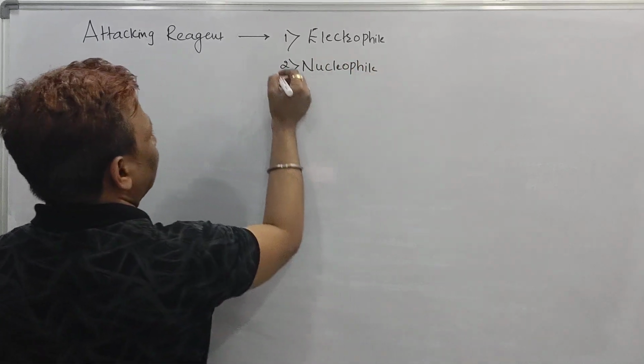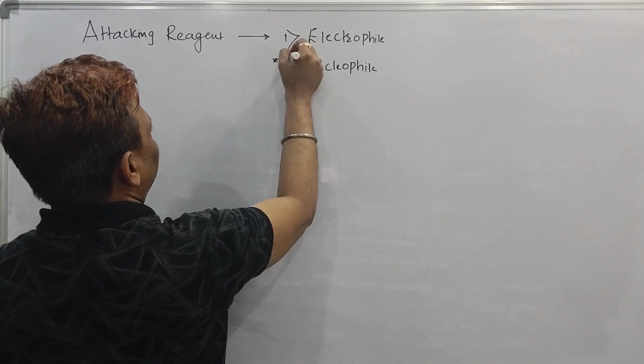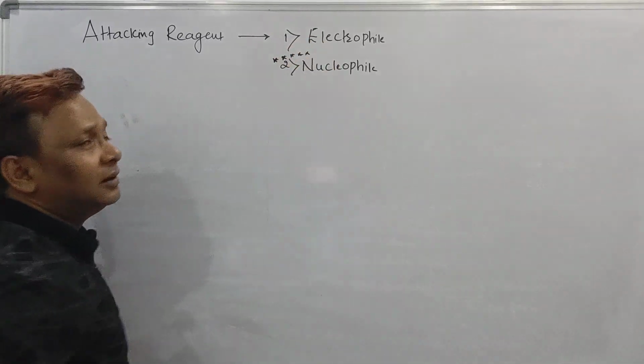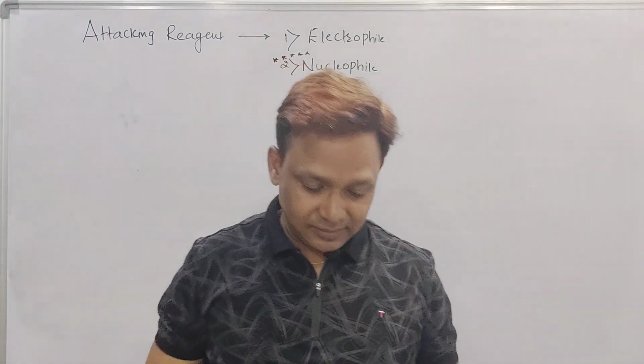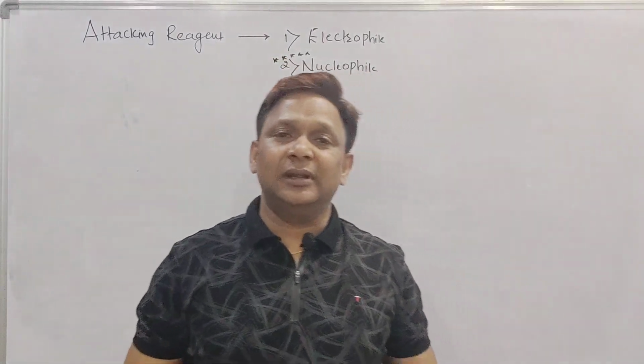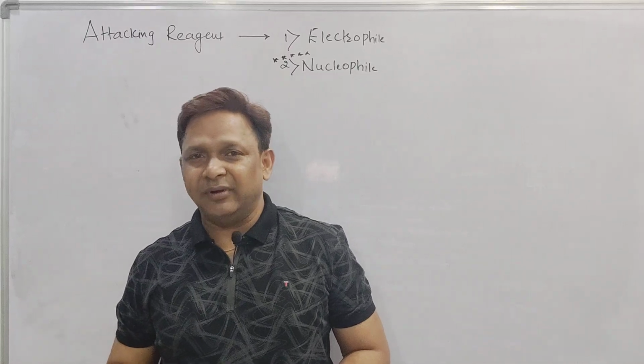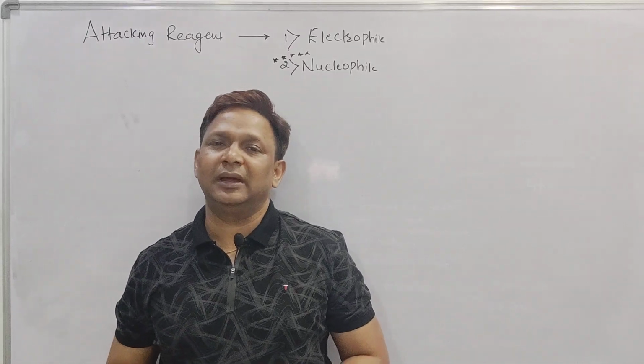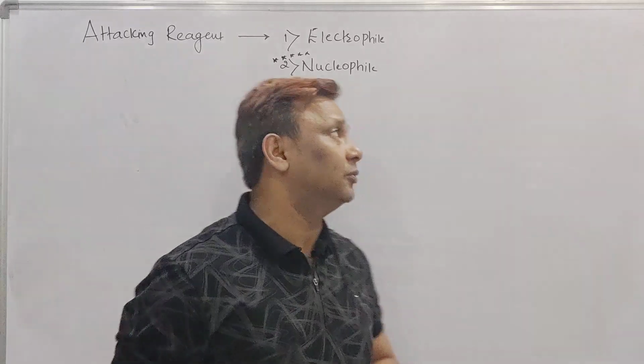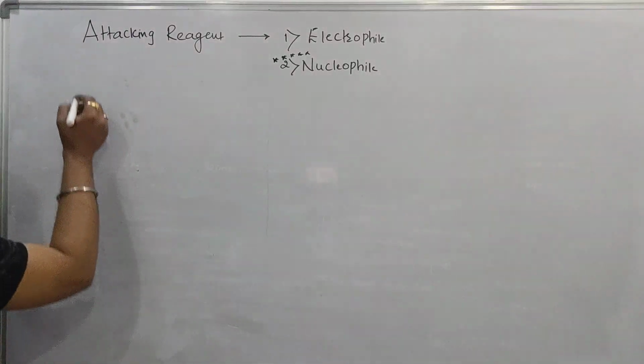In this video I am going to discuss what a nucleophile is and what the types of nucleophile are. A nucleophile is an electron-rich species that has a tendency to donate a lone pair, and it acts as a Lewis base. Now this is the part I am going to discuss with you.